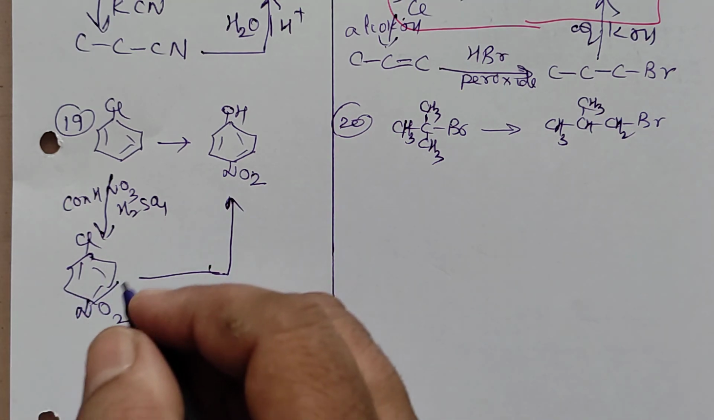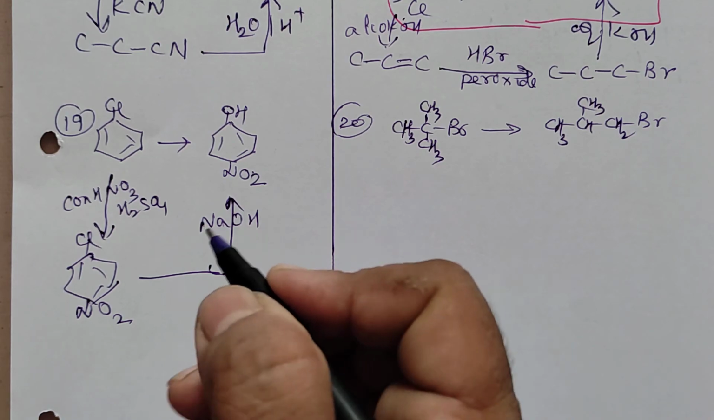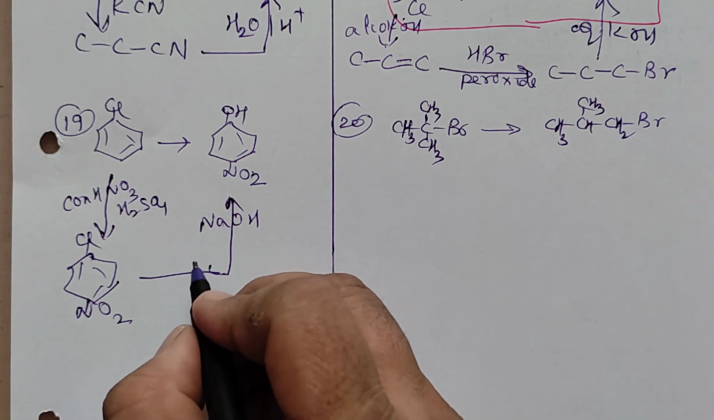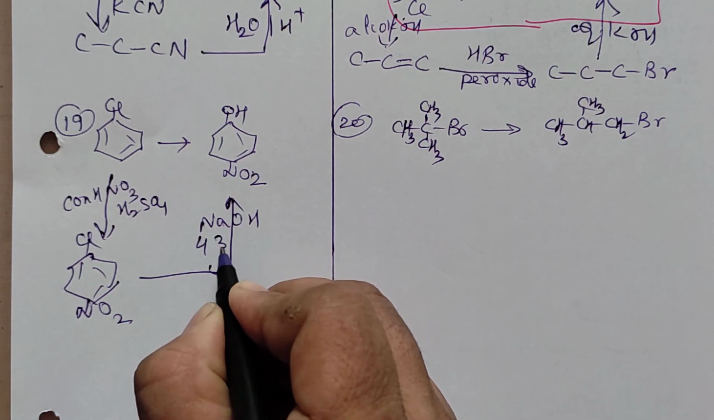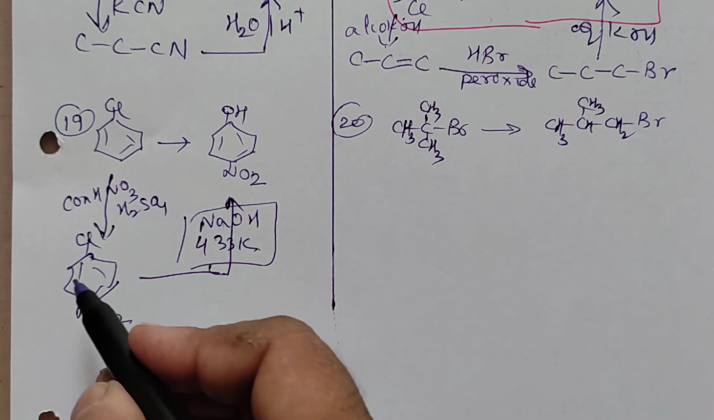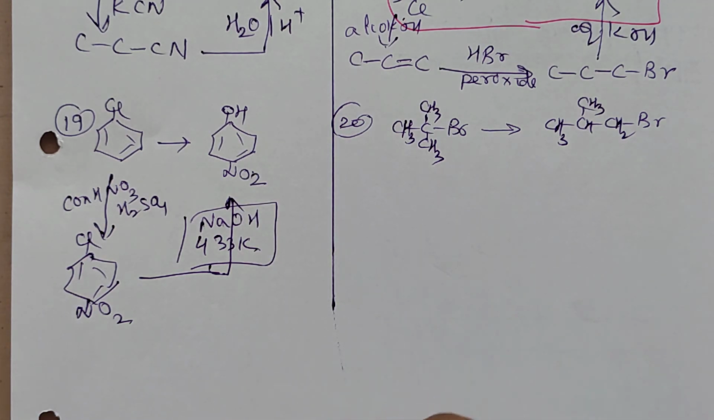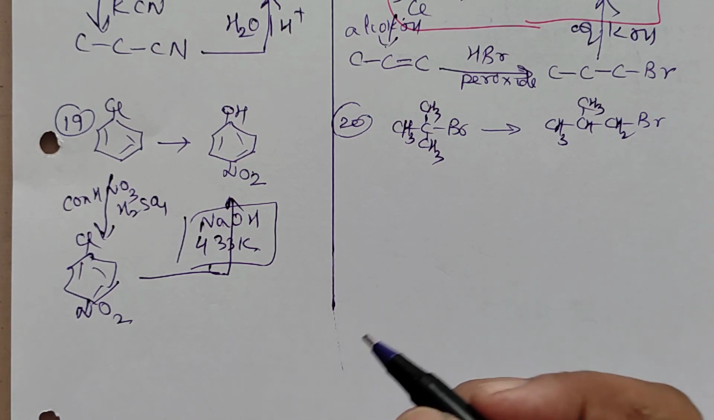How can I do it? Only in the presence of NaOH. Aqueous NaOH directly will not help. We have to heat it also. So around 433 Kelvin if you heat it, so this can be done. See, instead of Cl you will get OH. Haloarenes otherwise do not undergo nucleophilic substitution reactions easily.